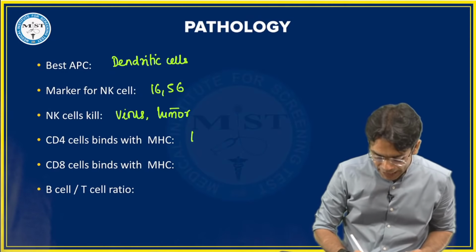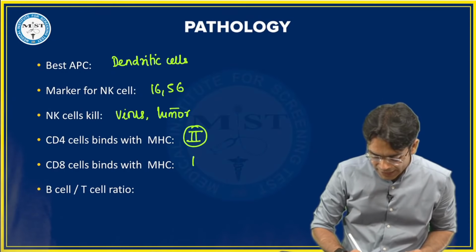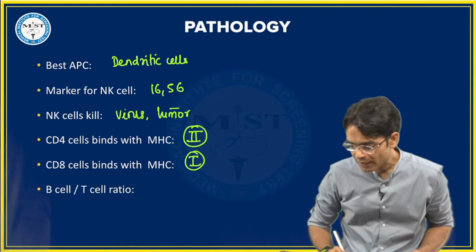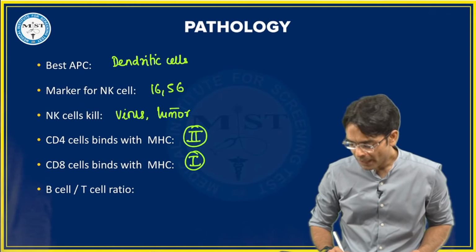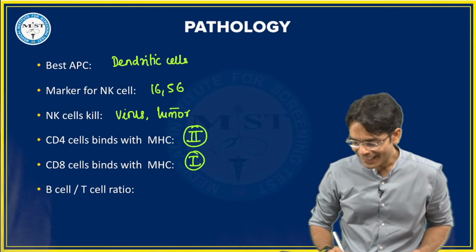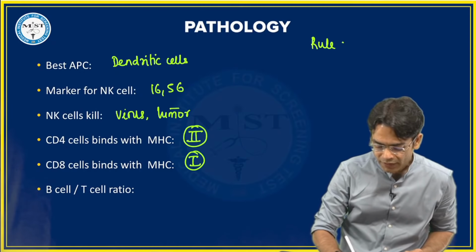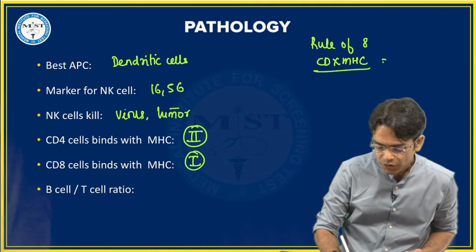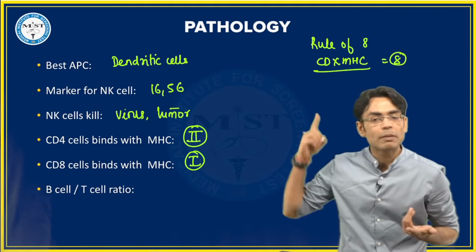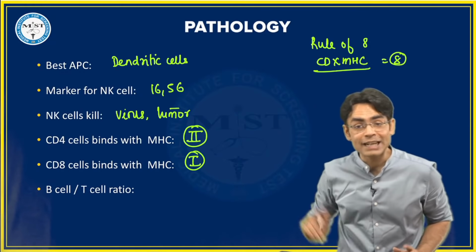CD4 will bind with MHC2 and CD8 will bind with MHC1. Yes, Kaushav, you are right. So there is a rule of 8 which you people remember: CD into MHC equals 8. तो अब देख लो आप अपने हिसाब से जो भी. You have given me the right answers.